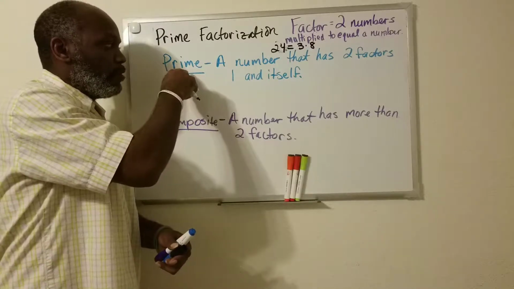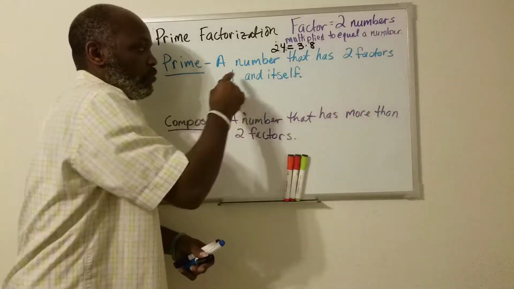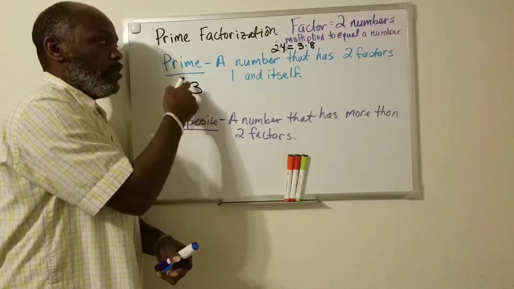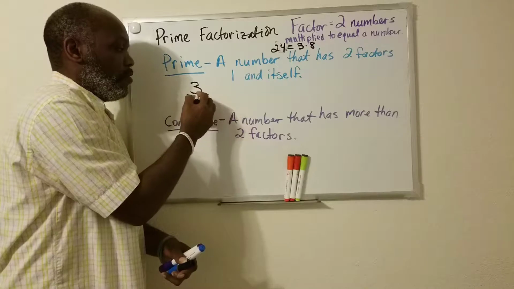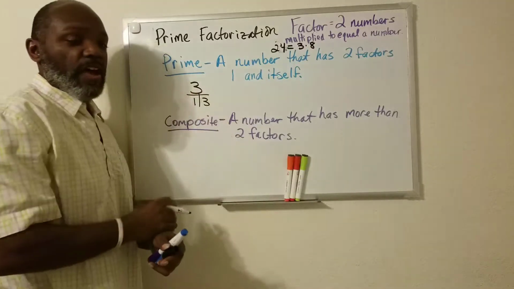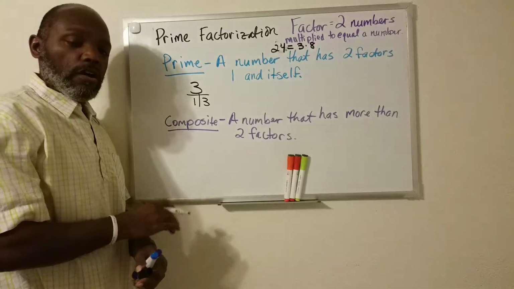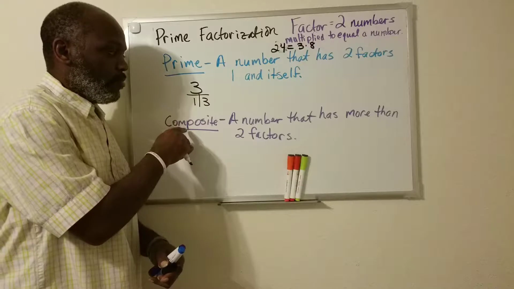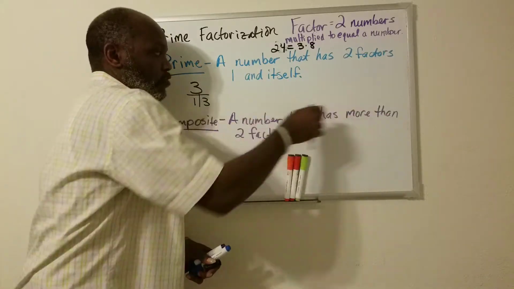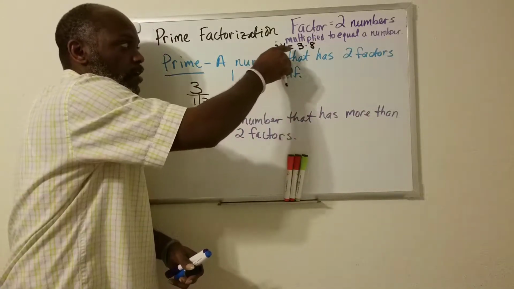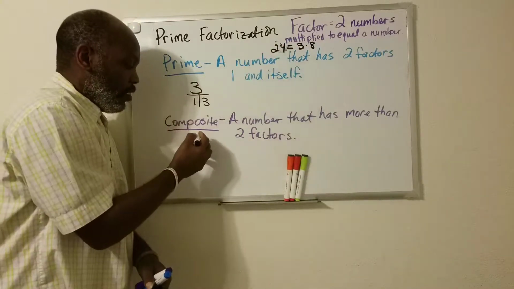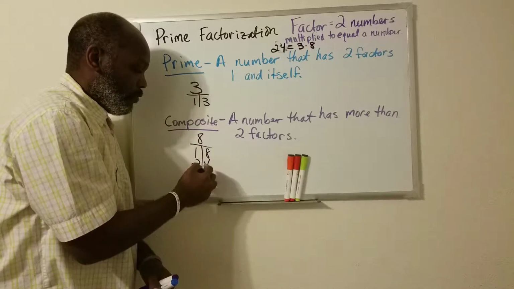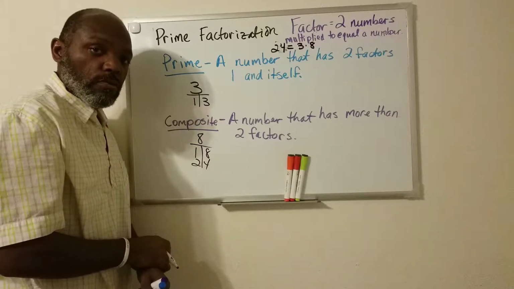A prime number is a number that has two factors, one and itself. So for example, the number 3 would be considered a prime number because it only has two factors, 1 and 3. There are millions of prime numbers, but that's an example. A composite number is a number that has more than two factors, kind of like 24, right? And also like 8. The number 8 has factors of 1 and 8, 2 and 4, and as you can see, there are more than two factors.